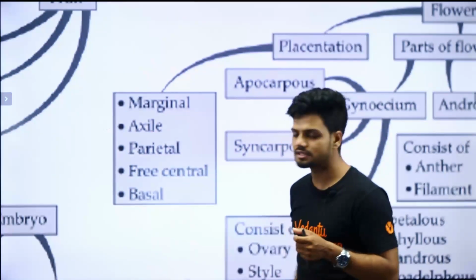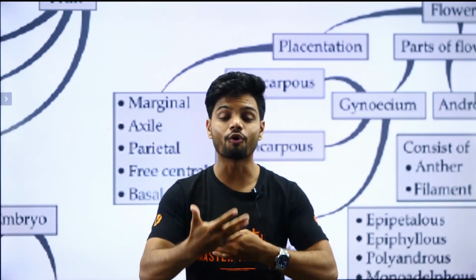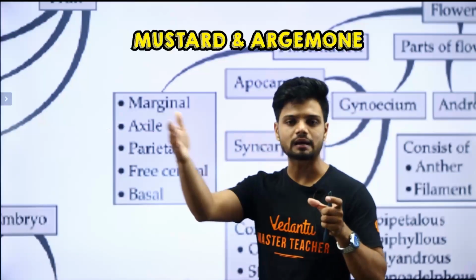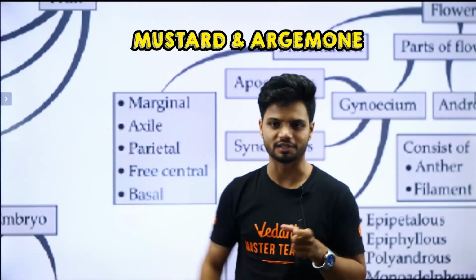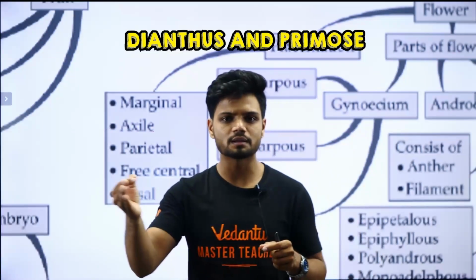Then we have parietal placentation. What is parietal placentation? In which there is the formation of a false septum, replum, right? That is parietal placentation. Example is the mustard family, Argemone and mustard. Then we have free central placentation. Example is going to be Dianthus and primrose.